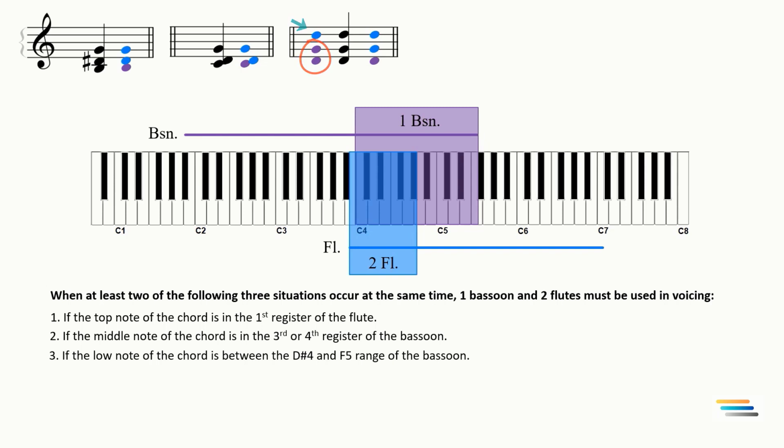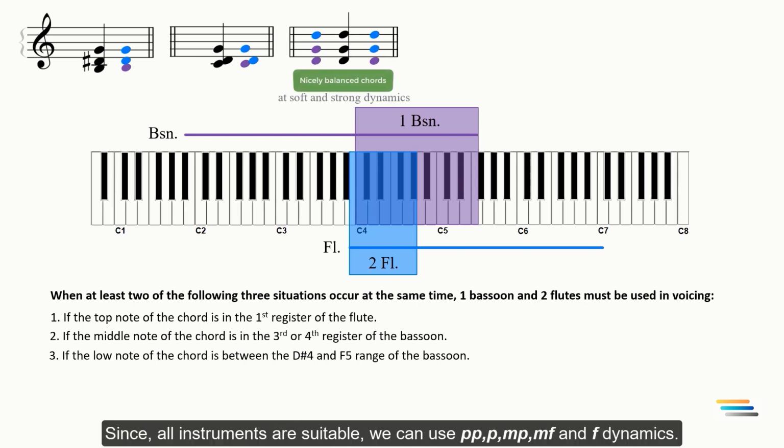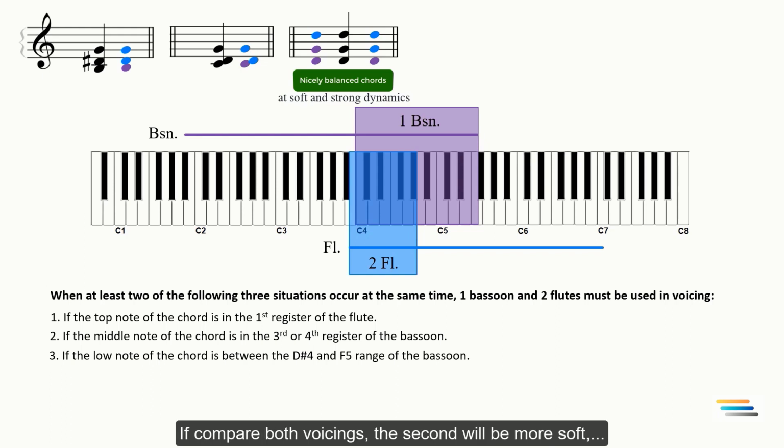What about the dynamics? Since all instruments are suitable, we can use pianissimo, piano, mezzo forte, and forte dynamics. If we compare both voicings, the second will be softer, as all instruments are approximately in a soft register.